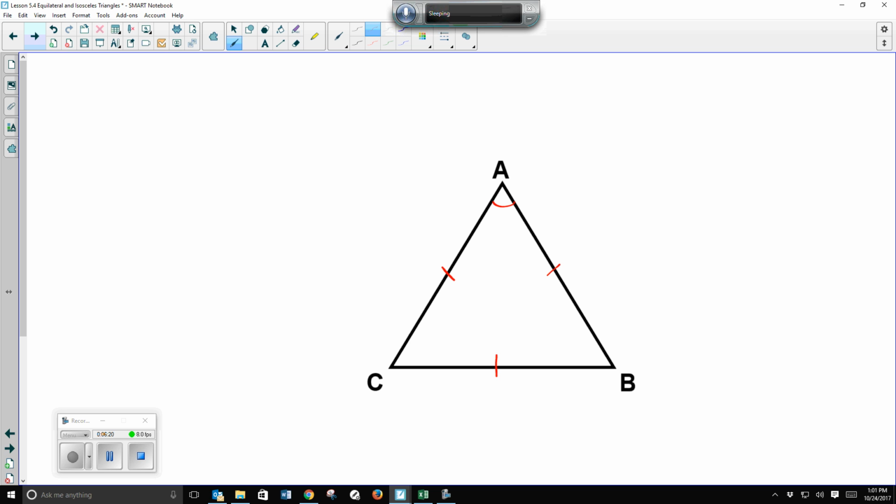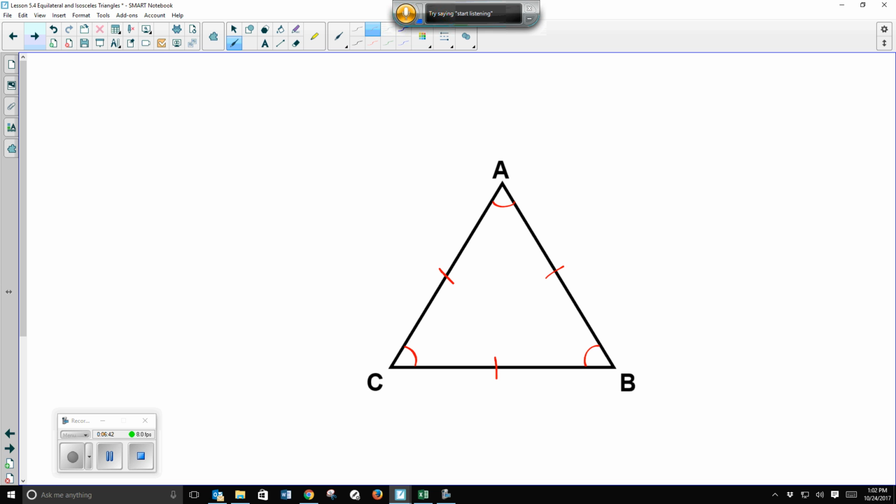They're all equal. They're all congruent to each other. Okay? So, two ways to identify an equilateral. All three sides are marked, or you can just have this and know that it's an equilateral. Because if all of the angles are the same measure, then all of the sides are the same length.